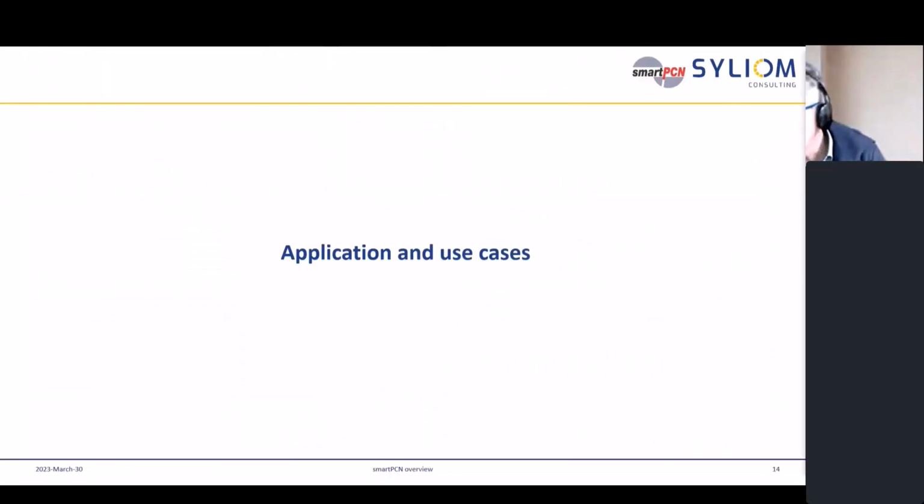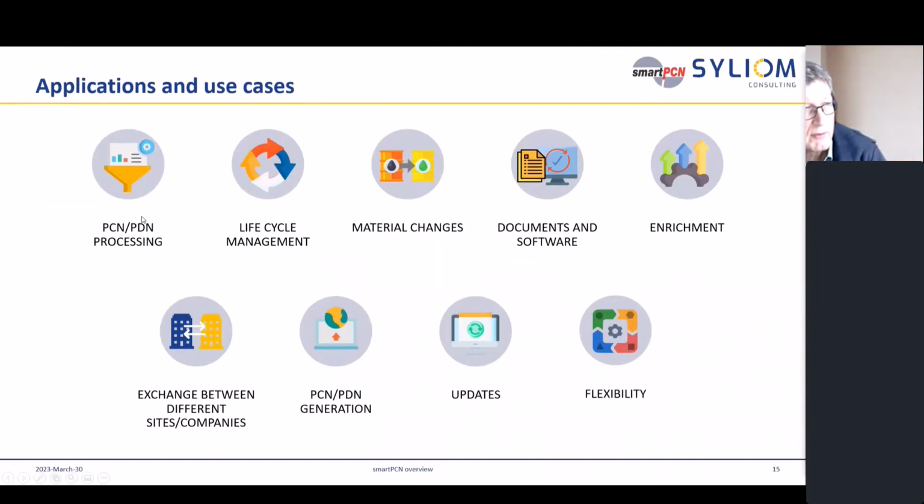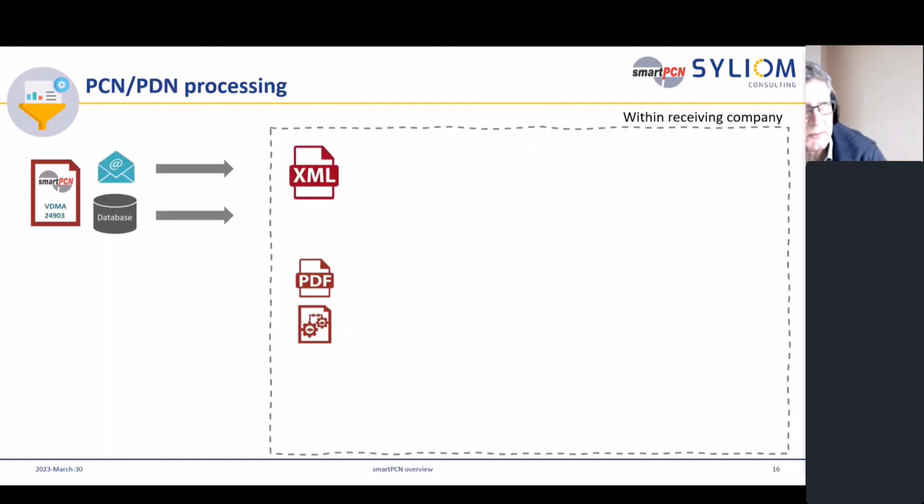Okay, so let's dive into some applications and use cases. We have the PCN PDN processing, we have lifecycle management, we have material changes, for example, documents and software, the exchange of them, enrichment of data, the exchange between different sites of a company or even between companies, the PCN PDN generation by a supplier or manufacturer, updates that are available for parts, for items, anything, and also the flexibility that is already built into the Smart PCN standard.